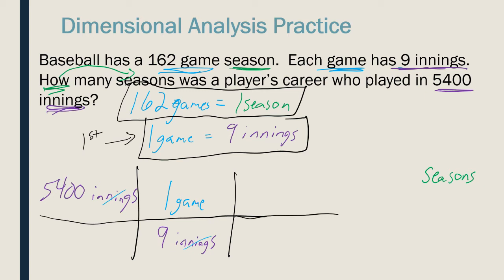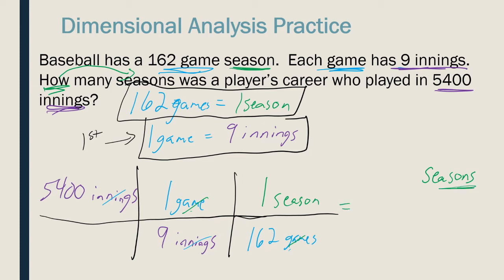Now we have games, and this one has games per season, so that's going to be helpful. We want to put that games in the denominator to cancel with the other one, and then in the numerator, we will have one season. So the games cancels. The season is the only thing that didn't cancel, which is good because that's what our answer is supposed to be.